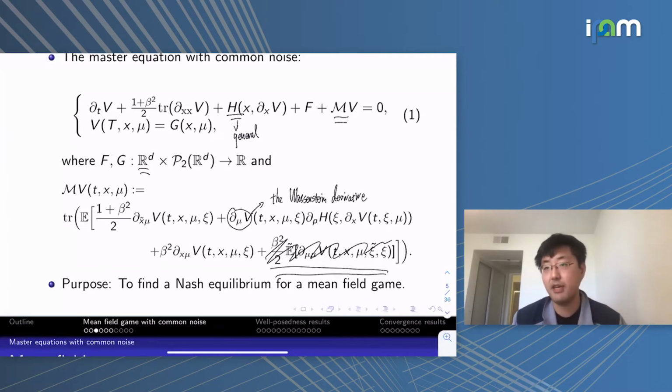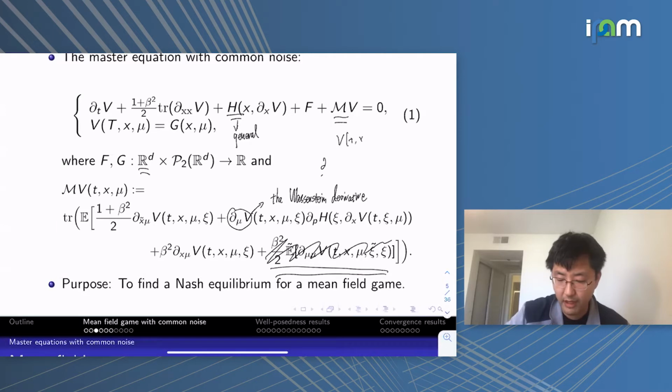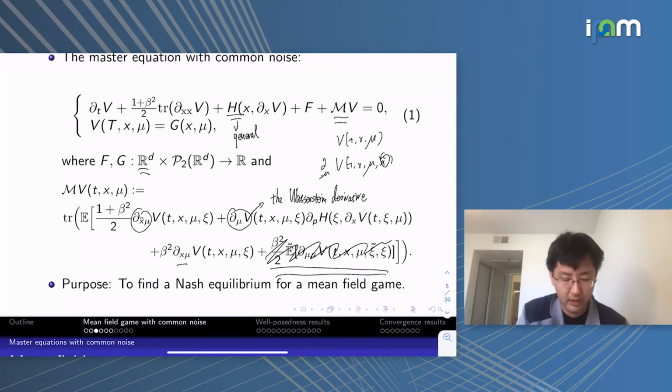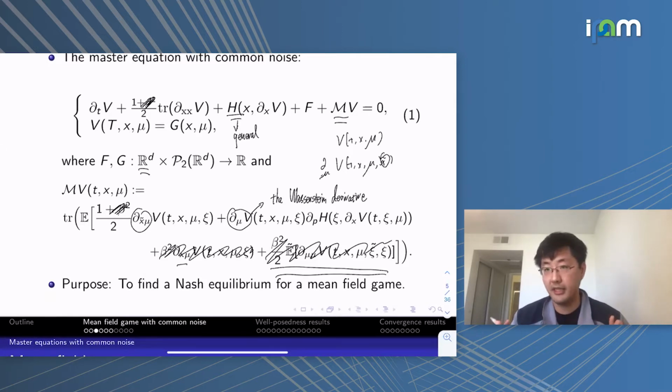Whenever we take this Wasserstein derivative, originally V has three variables, and we have one more variable coming out, which I call x tilde. So here I have partial x tilde, partial mu, which means I take a further derivative in this x tilde. Also I have a partial x partial mu term, which again comes from the common noise. If there is no common noise, you do not have this term, nor this beta squared. If you also remove the individual noise, then you do not have this Laplacian and this term, but you still have this non-local term for the gradient.